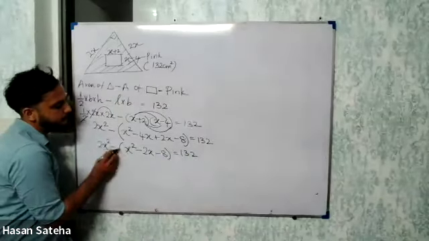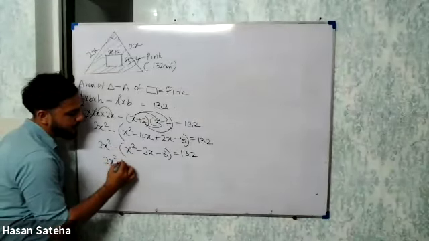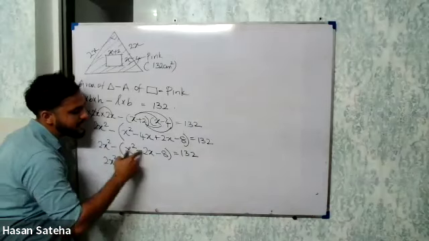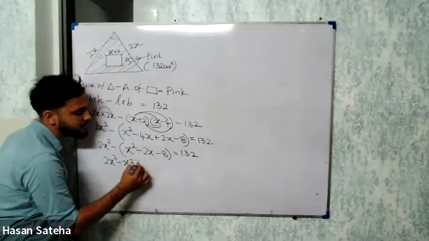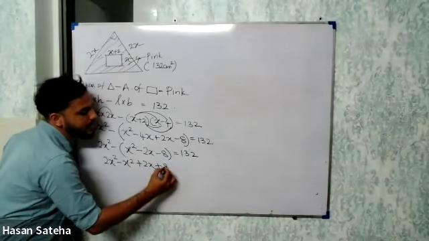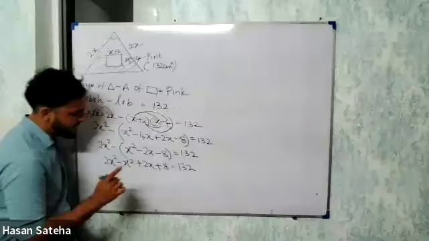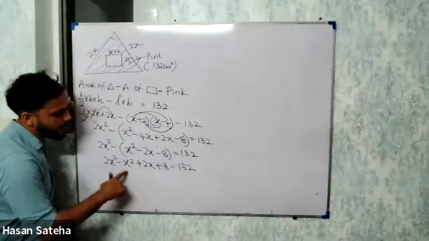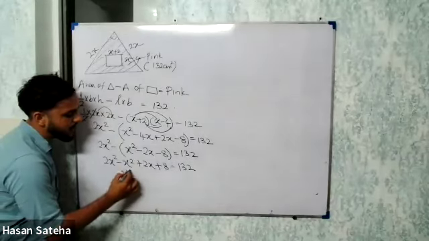Now open the bracket here. Minus into x squared, minus x squared. Minus into minus 2, plus 2. Minus into minus 2x, that is plus 2x. Minus into minus 8, that is plus 8, that is 132. All right. Now see here, like terms: x squared, 2x squared minus 1x squared, that is x squared.